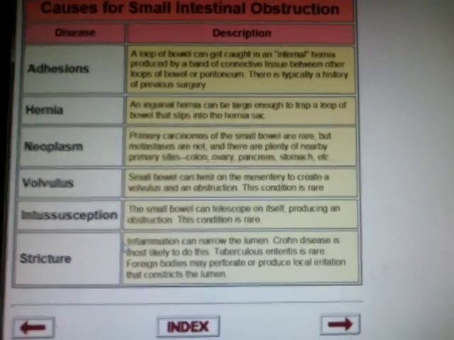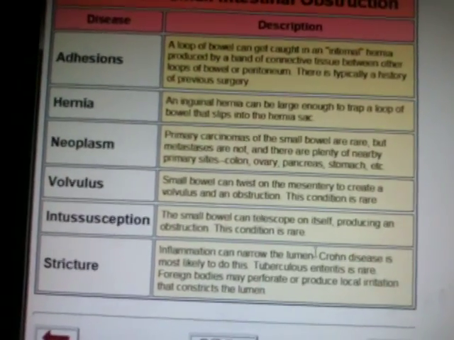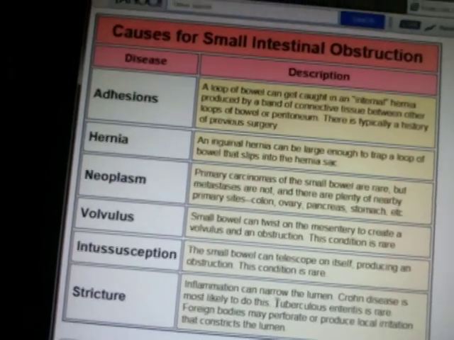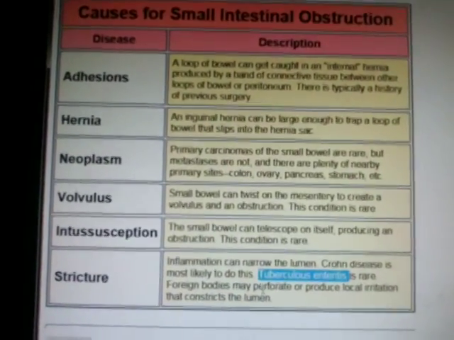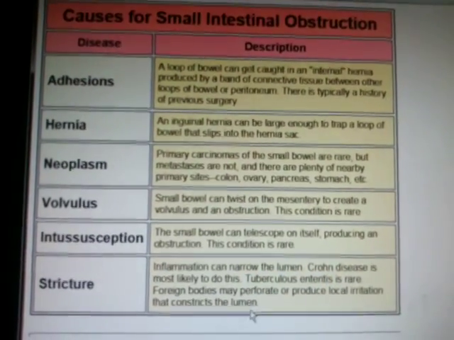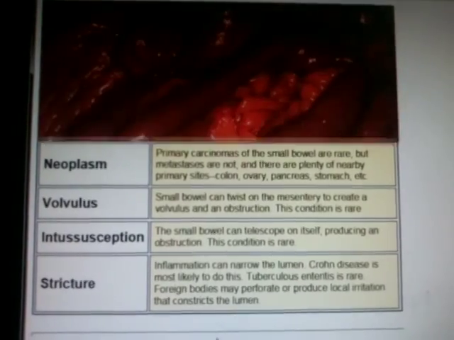Stricture formation can result from inflammation, like in patients with inflammatory bowel disease, specifically Crohn's disease, or in patients with infection like TB, tuberculosis enteritis, or when there is a foreign body material that will lead to irritation and so on, inflammation and stricture formation.